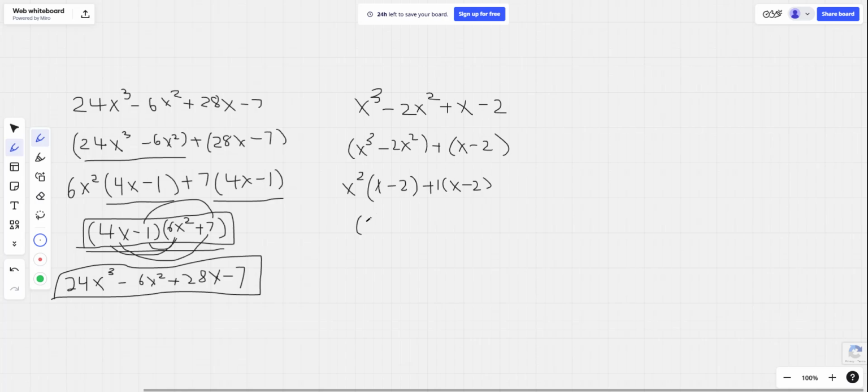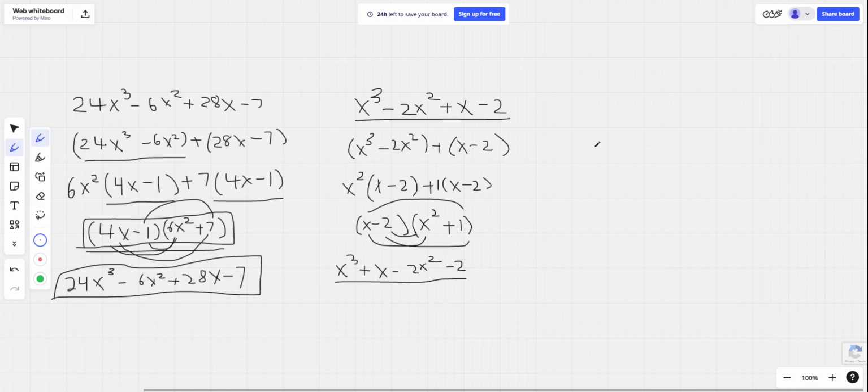And now our factorization becomes x minus 2, and then times how many copies of x minus 2 do we have? We have x squared of them, and we have 1 of them. And let's do the FOILing now. F-O-I-L: x cubed plus x minus 2x squared minus 2. That doesn't look exactly the same, but it's just rearranged terms, so it doesn't matter.